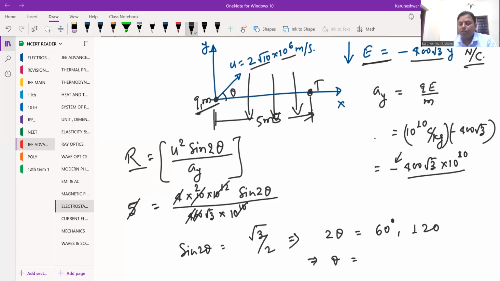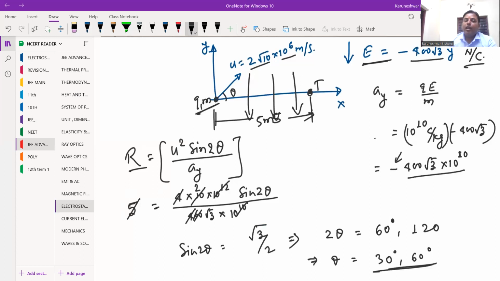So on basis of this one, what we can say about the theta, it is 30 degree or it will be 60 degree. These are the angles at which it is getting fired, so it can hit the target. What does it mean? That theta is 30 degree or 60 degree. If you are projecting the projectile, it will hit the target.